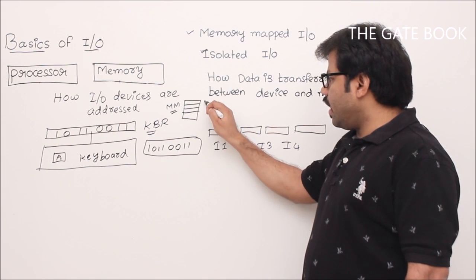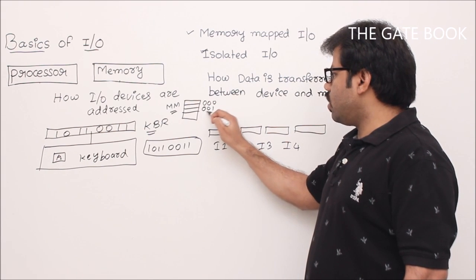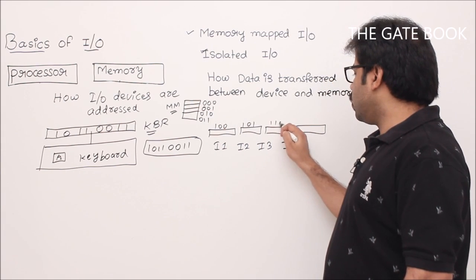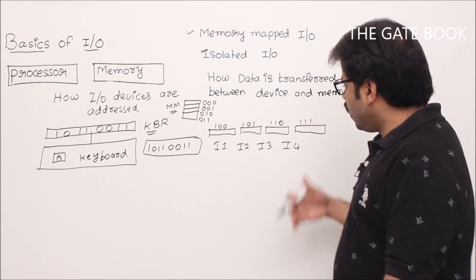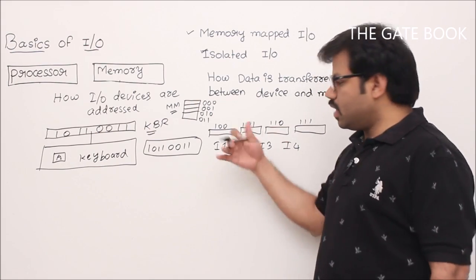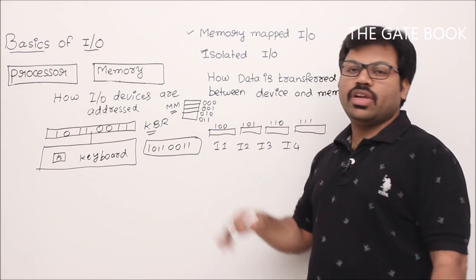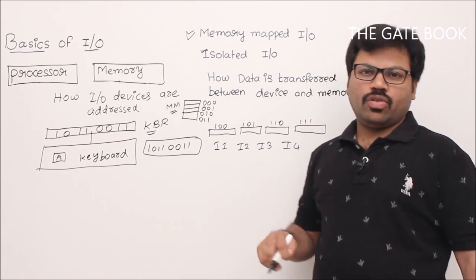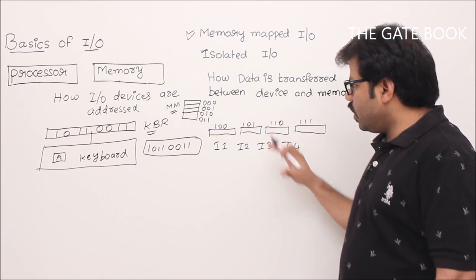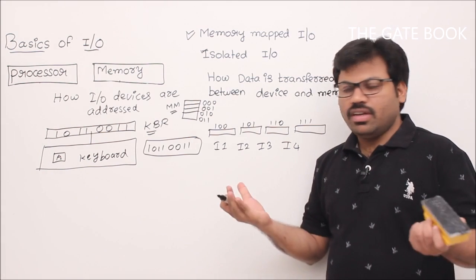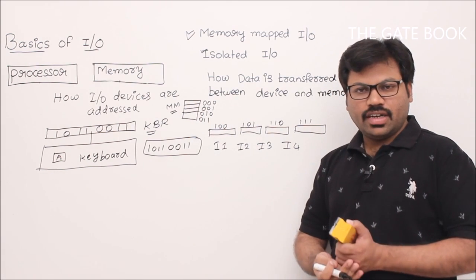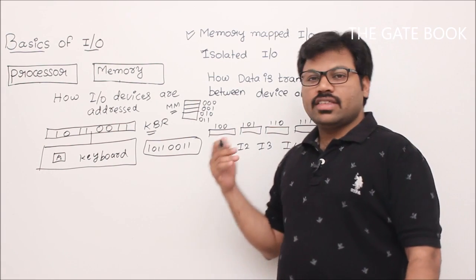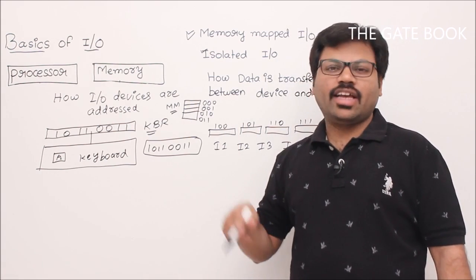Now if you address like this: 000, 001, 010, 011, 100, 101, 110, 111, then we say that we are sharing all possible addresses to memory and IO devices, correct? Then that kind of model is called memory mapped IO. The advantage of this memory mapped IO is that now there is no difference between memory and IO device, right? All are accessible or addressable elements.